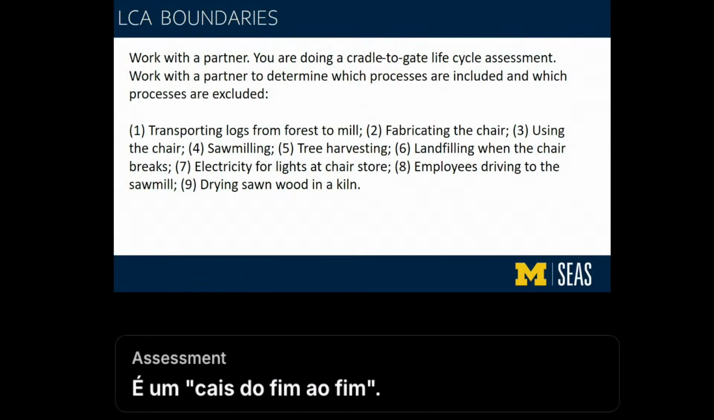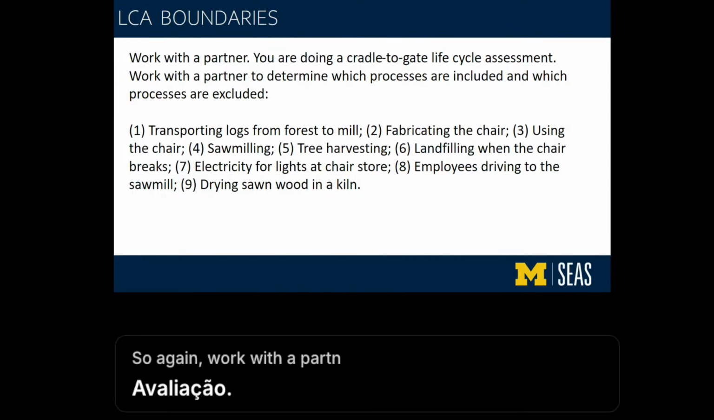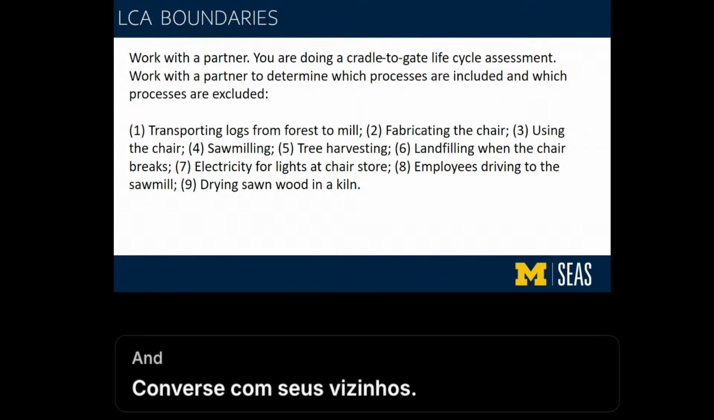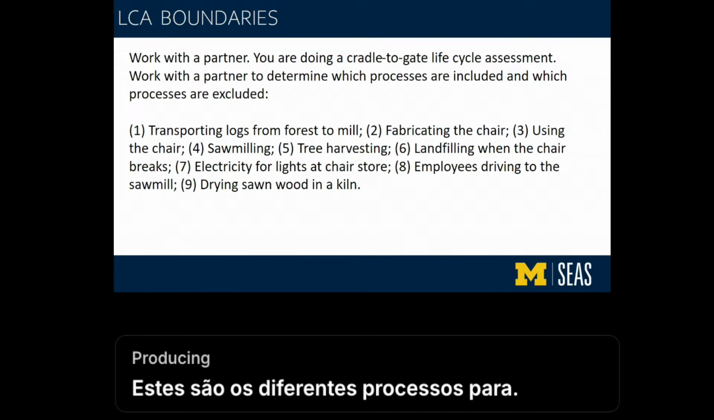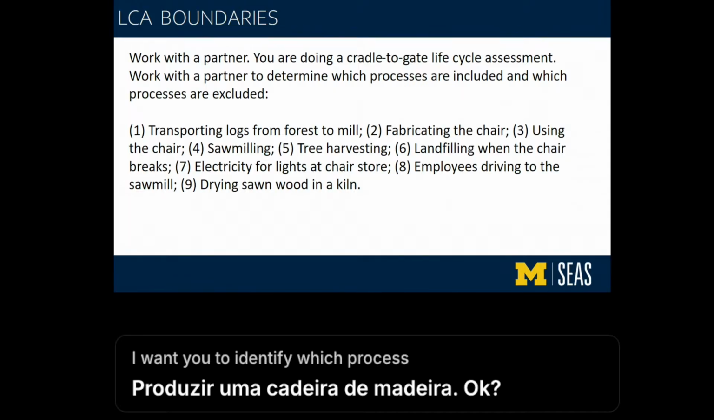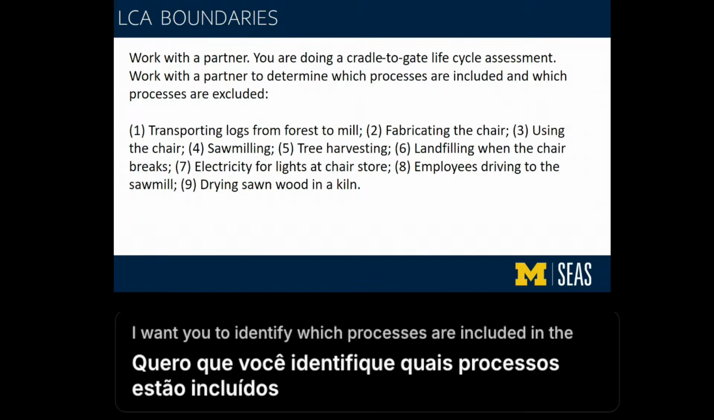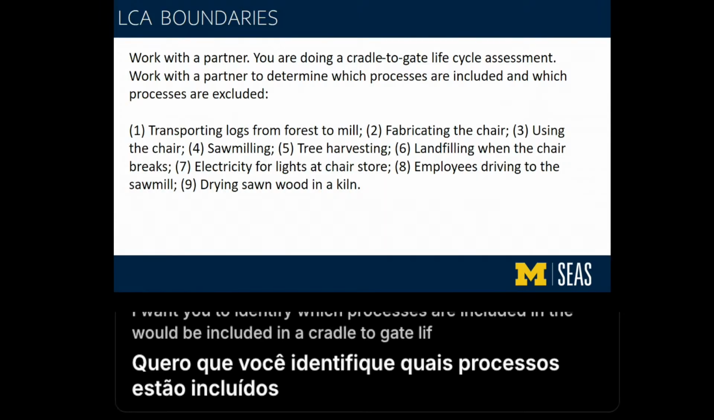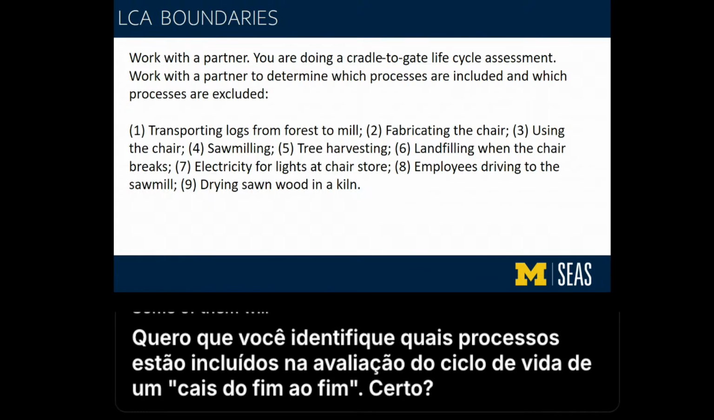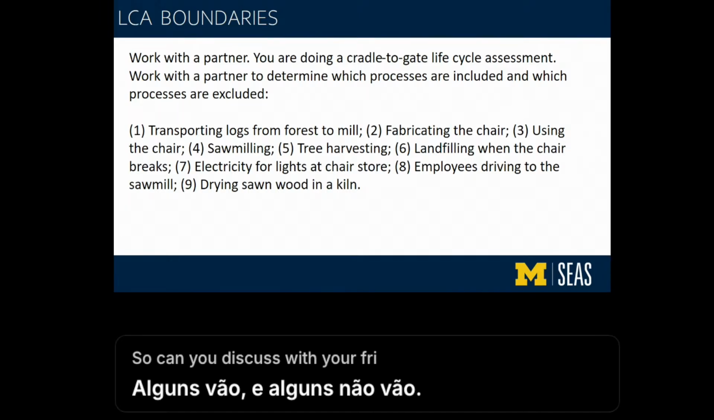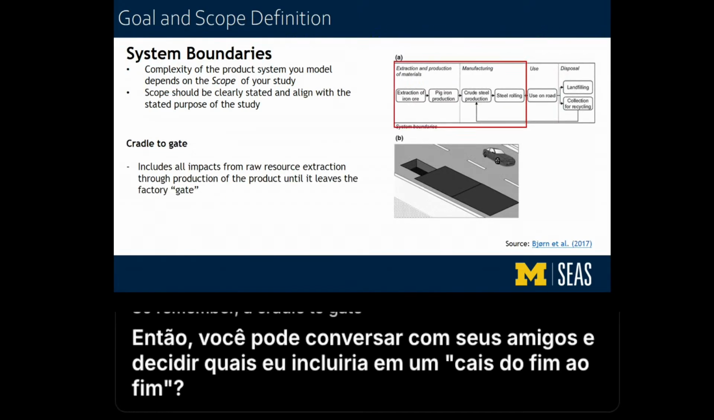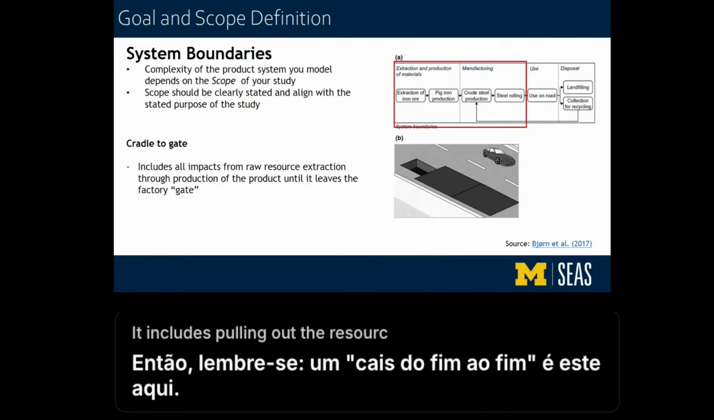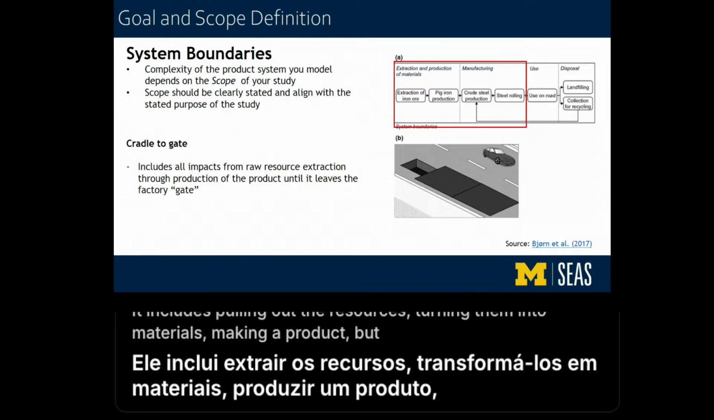So, again, work with a partner. Talk to your neighbors and look through. These are the different processes for producing a wooden chair, okay? I want you to identify which processes would be included in a cradle to gate life cycle assessment, all right? Some of them will, and some of them won't. So can you discuss with your friends and decide which ones I would include in a cradle to gate? So remember, a cradle to gate is this one. It includes pulling out the resources, turning them into materials, making a product, but nothing after that.